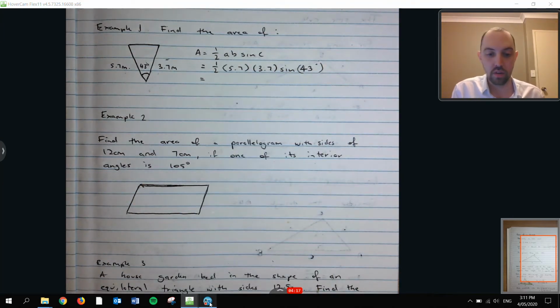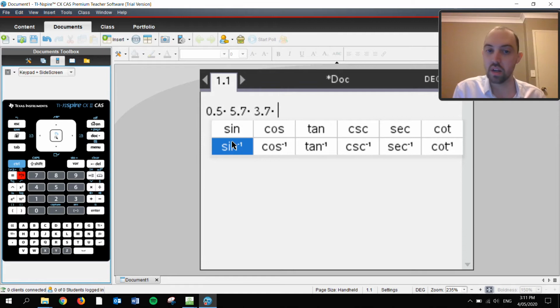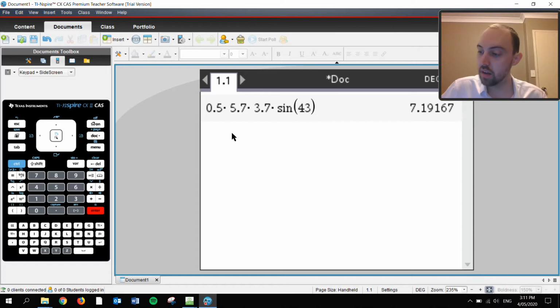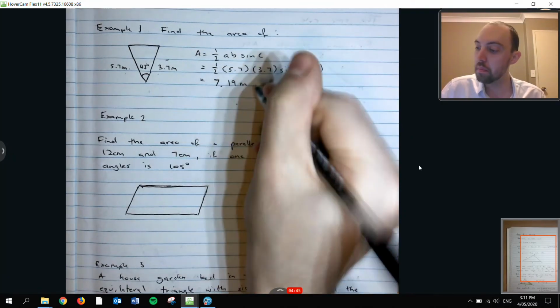And let's go to our calculator. Half times 5.7 times 3.7 times, calculator is definitely in degrees, it's worthwhile checking regularly, sine of 43 degrees, and we get 7.1, and I'll just go to two decimal places, 7.19 meters.